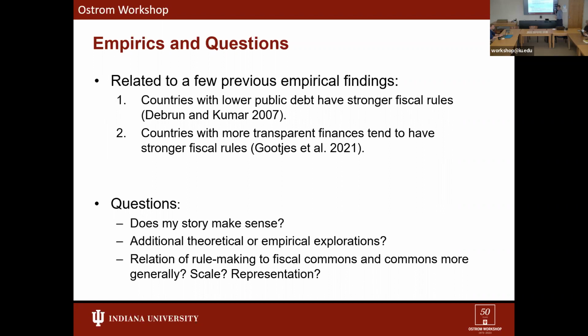And also, I've been thinking about this question of rulemaking in the context of a fiscal commons. I know there's a lot of literature about rulemaking in a natural commons context, and in the work that I'm familiar with, they find that the larger the scale of the resource, the harder it is to make effective rules that govern it. There's also an interesting question of representation in the fiscal context, where voters are the beneficiaries of the resource, but it's the politicians who are making the rules on their behalf. So I was wondering if anybody has any thoughts in that context.